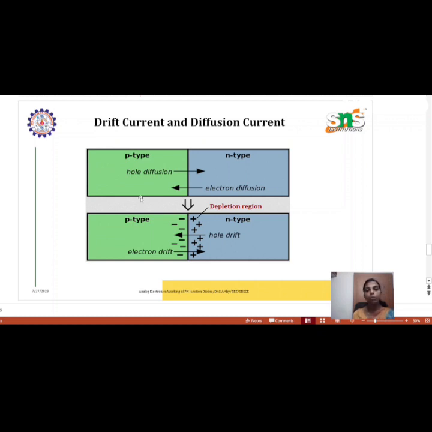Diffusion current is without biasing, just a diffusion due to the concentration of the electrons and holes in the P-type and N-type materials. Flow of current will be there. So that is known as diffusion current.